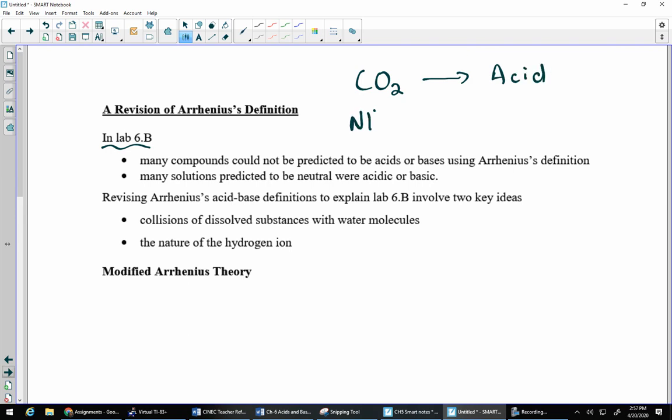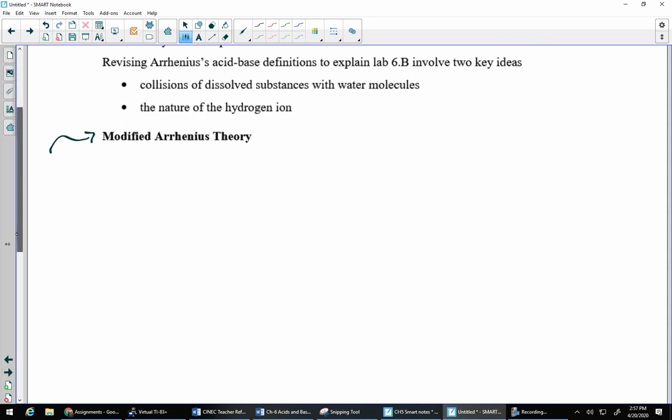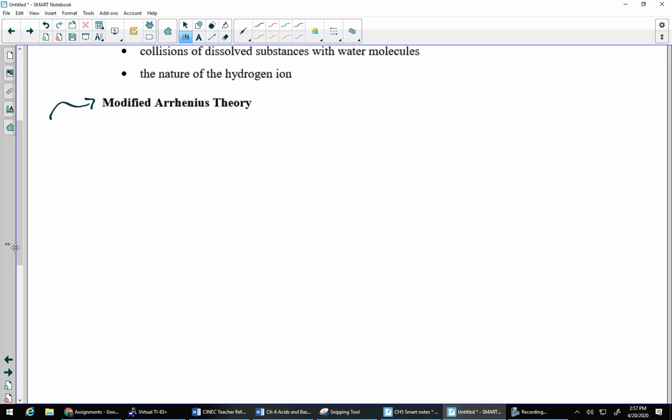And then NH3. You might look at NH3 and think, oh wow, look at all those hydrogens, it's got to form an acid. It doesn't. It actually forms a base. That's kind of a weird thing, because those definitely don't follow our Arrhenius rules. So that's why we're looking at the modified Arrhenius theory of acids and bases. And here is the really, really big idea.